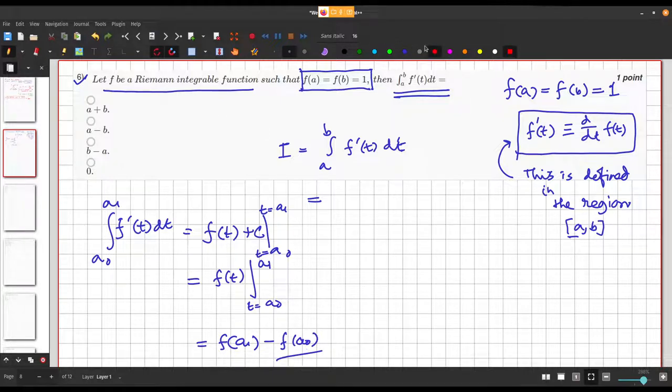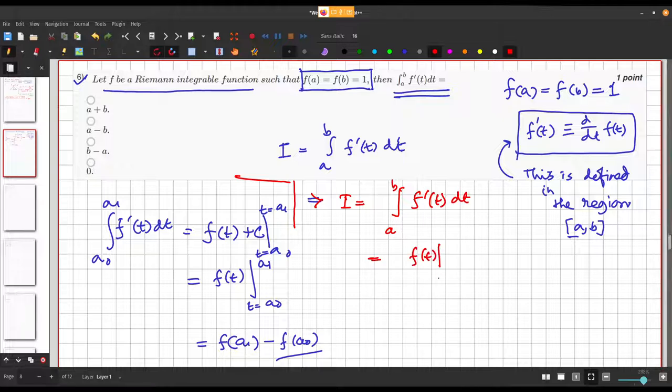Now let us tackle this problem here. So we are basically given the same integration. So what is I is integration from a to b, and we are sure that in this region it is integrable. Then f prime t dt is given by nothing but f(t) evaluated at t equal to a and b. So this will be given by f(b) minus f(a).